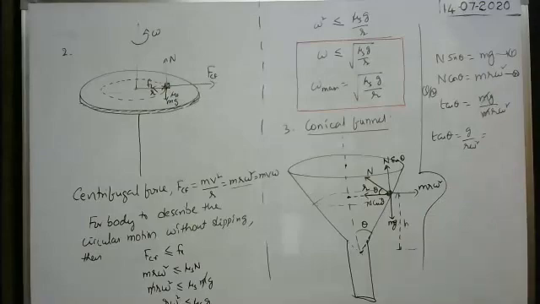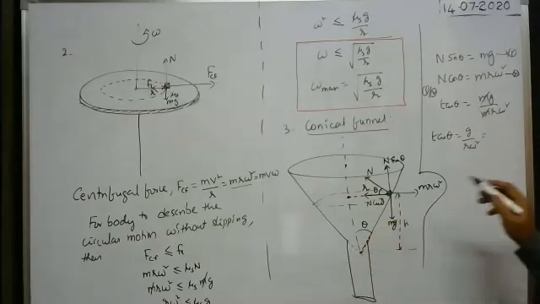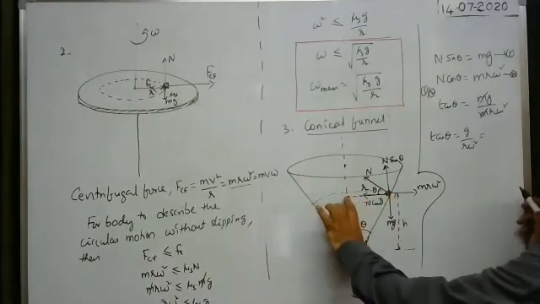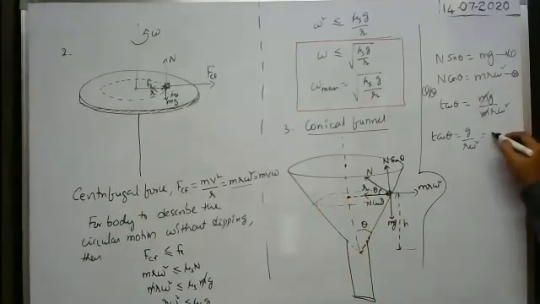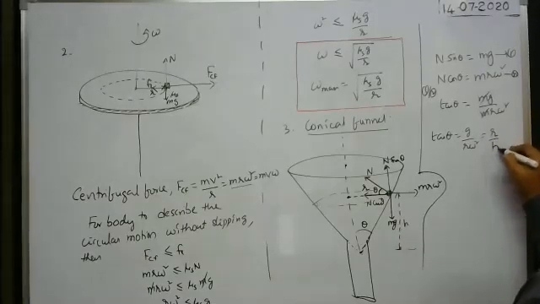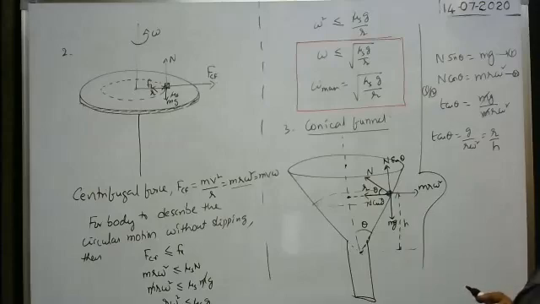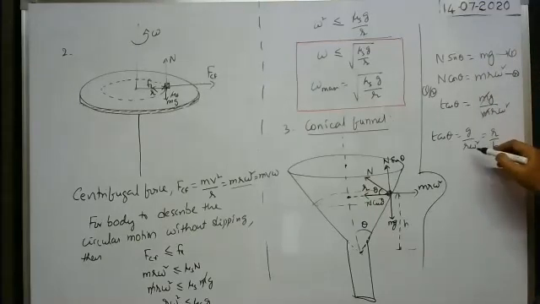But from the diagram, what is the tan theta value? You see, here this height is h, this is r. Tan theta is equal to opposite, meaning r, by adjacent, meaning height h, no? So this can be written as r by h. Tan theta is equal to r by h, we can write. Okay, therefore, is it correct? Tan theta is equal to g by r omega square. Okay, g by r omega square.